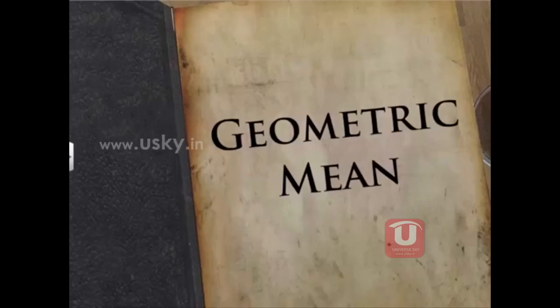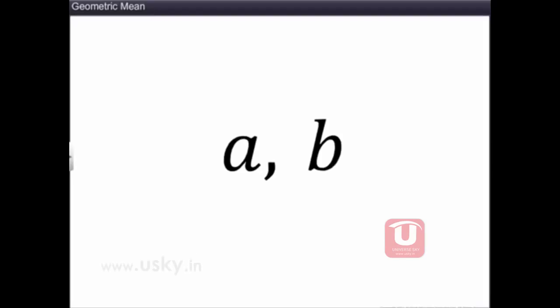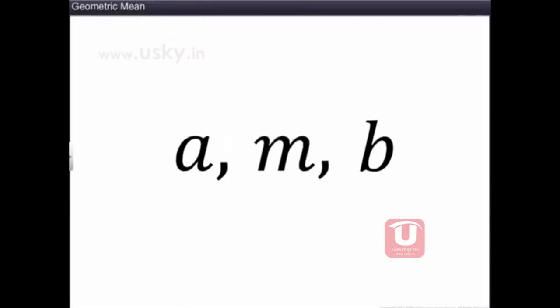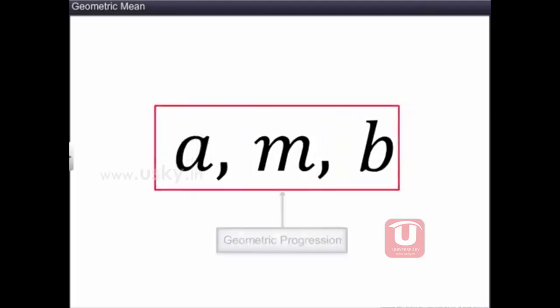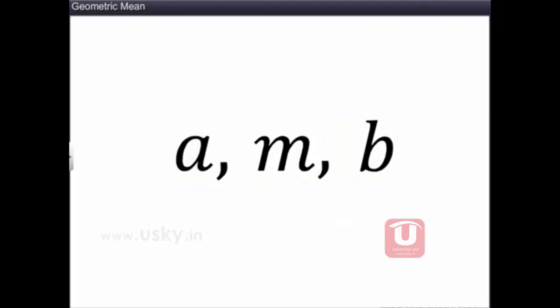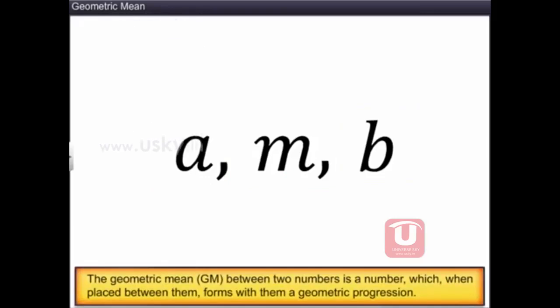In this module, you will learn about geometric mean. Given two numbers a and b, a number m can be found between them, such that a, m, and b form a geometric progression. Such a number m is called the geometric mean between a and b. Mathematically, the geometric mean between two numbers is a number that when placed between them forms with them a geometric progression.